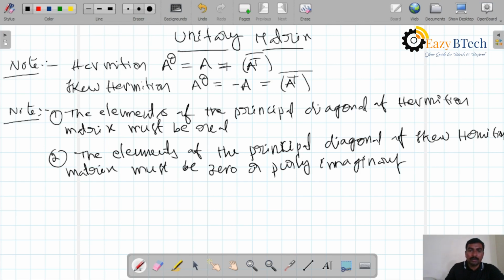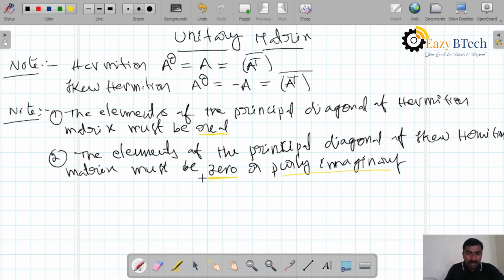These two are the very important notes. So if you take a Hermitian matrix, the diagonal elements must be real. Suppose if you take a skew Hermitian matrix, the diagonal elements must be all 0 or purely imaginary. These are the very important notes.